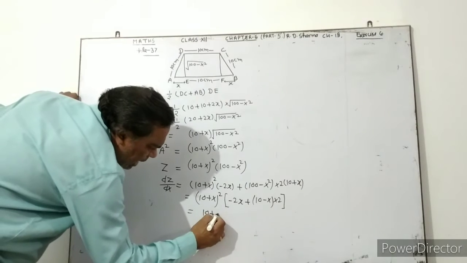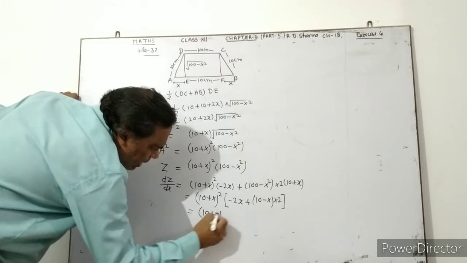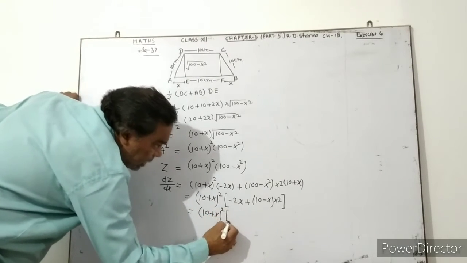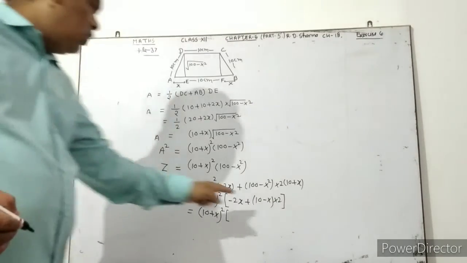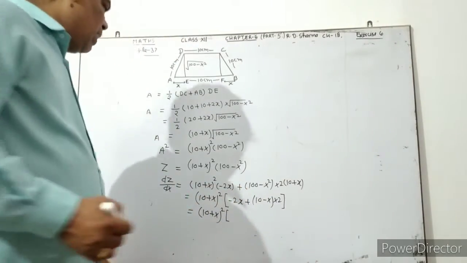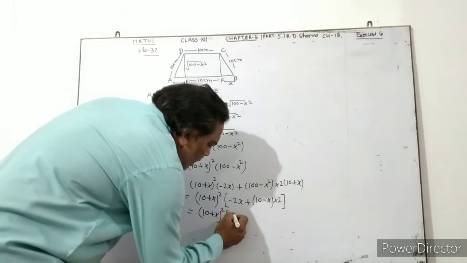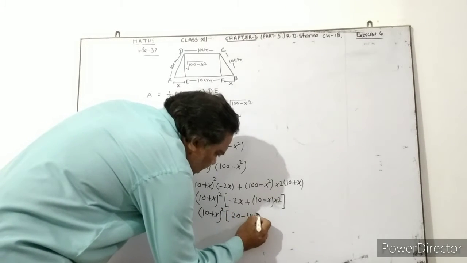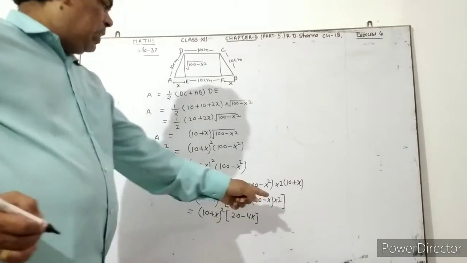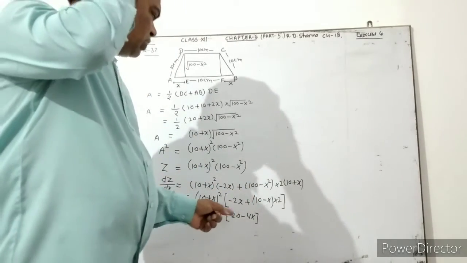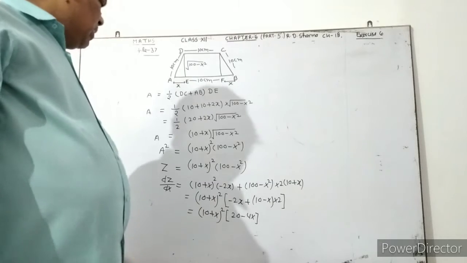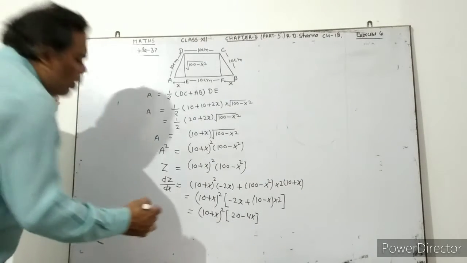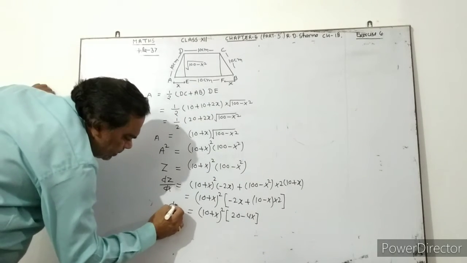10 plus x, 10 plus x whole square, and this is the 20 minus 4x. This is the 20 minus 4x. This is the 20. 10 into 20 minus 2x and minus 2x. This is the 4x. Now dz upon dx.